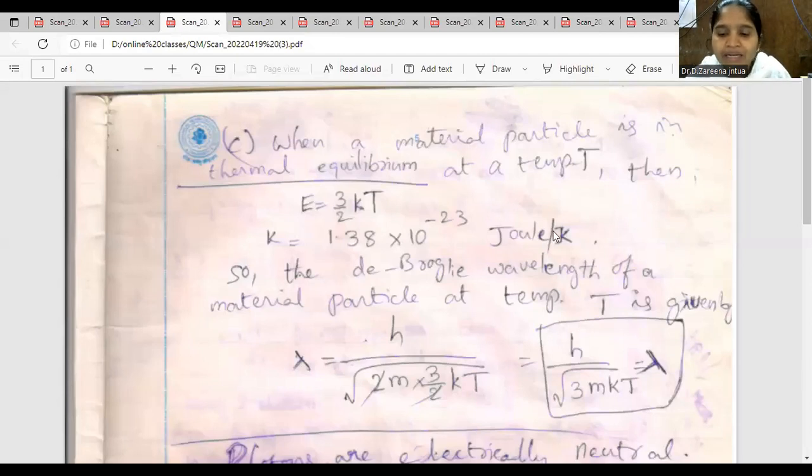When a material particle is in thermal equilibrium at a temperature T, then E is equal to 3 by 2 kT. k is the Boltzmann constant, 1.38 into 10 power minus 23 joule per Kelvin.